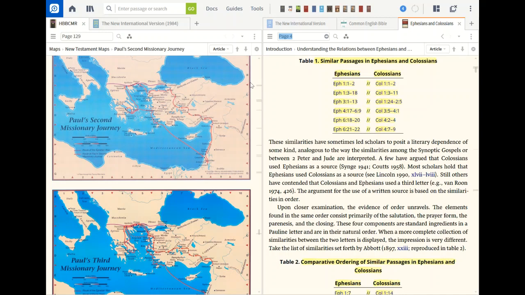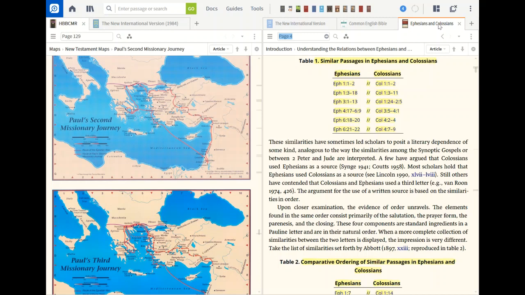Let's look at some of the commonalities between the two letters. Both of them are written from prison. Paul writes them from prison. There's a reference in Ephesians 3:1, Ephesians 4:1, Ephesians 6:20, Colossians 4:3, Colossians 4:10, and Colossians 4:18 about Paul being in prison. Tychicus delivers both. Ephesians 6:21 through 22 mentions that, and Colossians 4:7 through 9 mentions that.